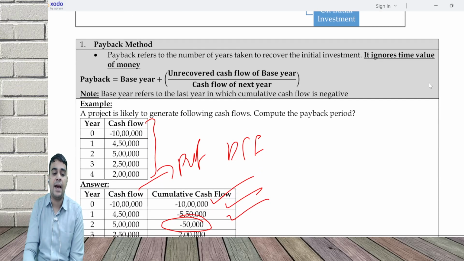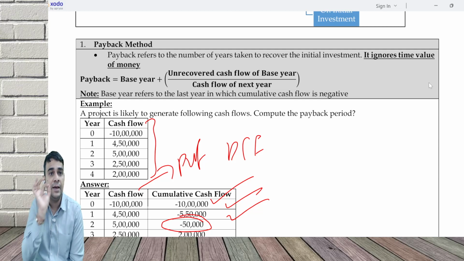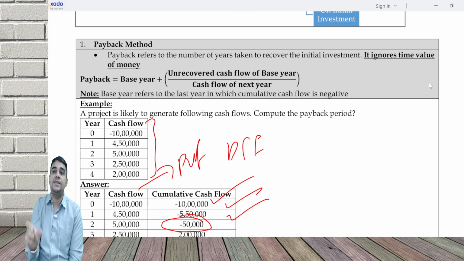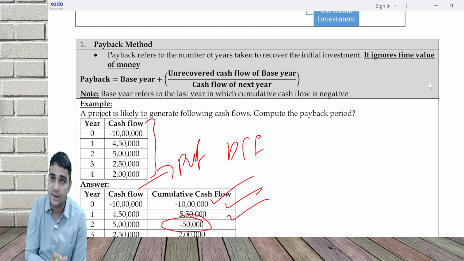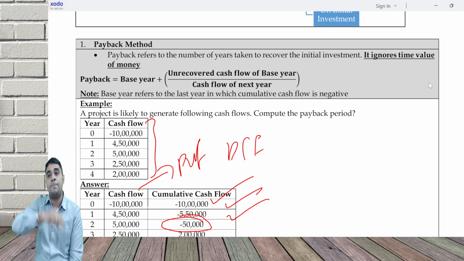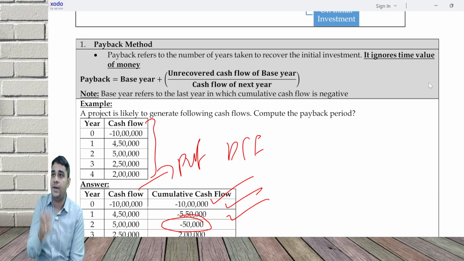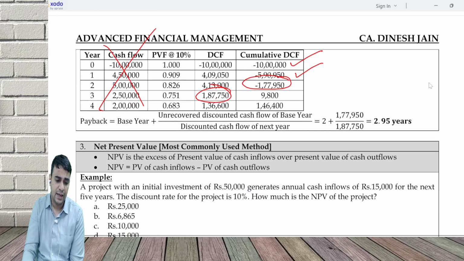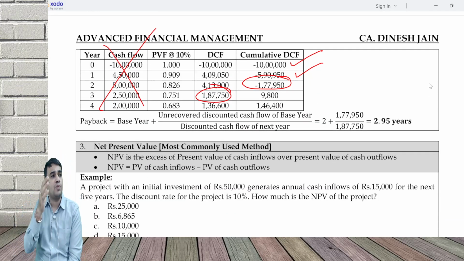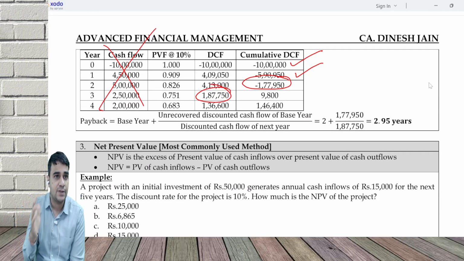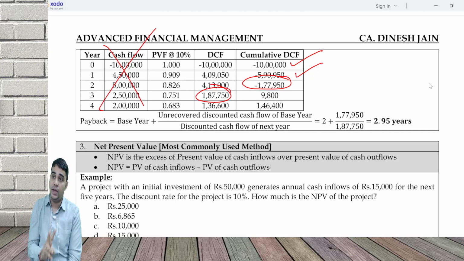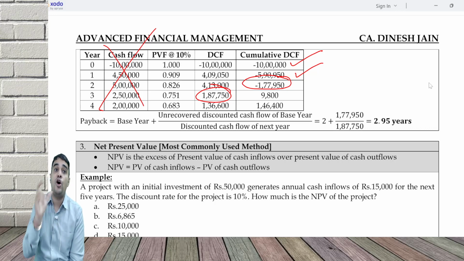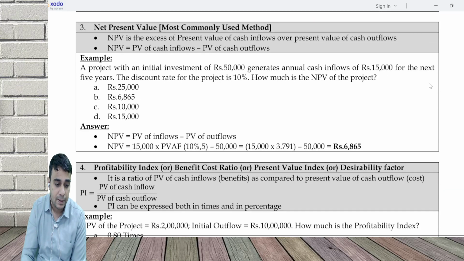Discounted payback is the same calculation, but you have to consider time value of money. Year, cash flow, PVF, DCF, CDCF. You will have to look at cumulative DCF. The last year in which cumulative DCF is negative is called the base year. Base year plus unrecovered discounted cash flow of base year divided by discounted cash flow of next year. The third technique is NPV, the most commonly used one. NPV is present value of inflow minus present value of outflow. Payback, lower the better. Discounted payback, lower the better. NPV positive is better.